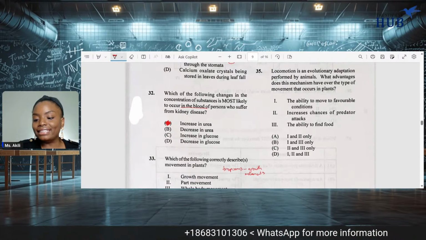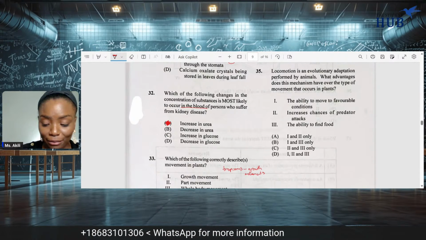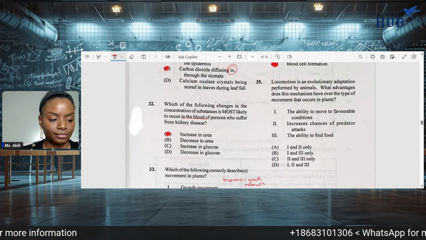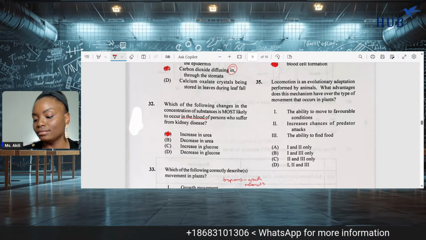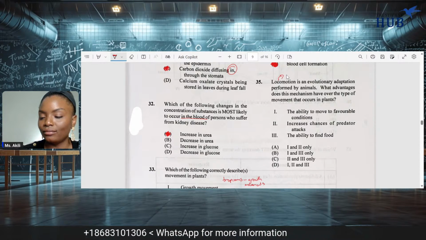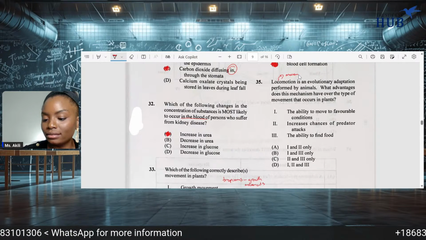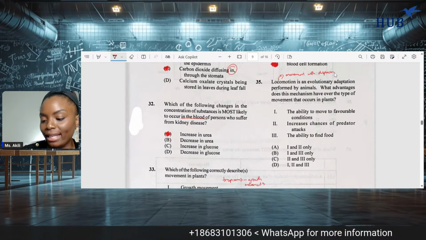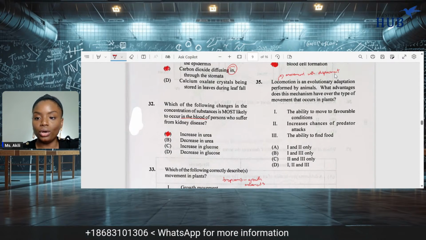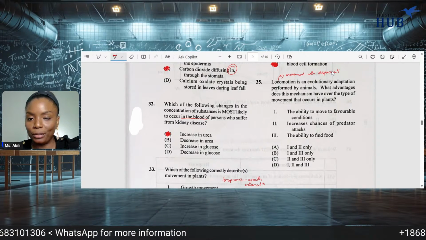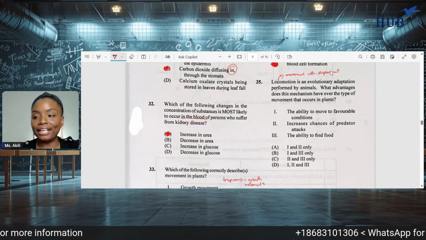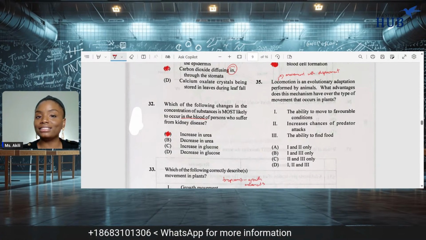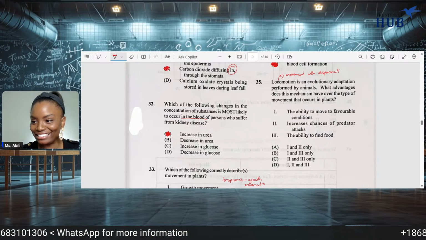35, locomotion is an evolutionary adaptation performed by animals. Locomotion is what again, guys? Locomotion is movement with displacement, meaning that your entire body can move from one place to the next, right? So that's movement with displacement. That's locomotion. So this is an evolutionary adaptation performed by animals that plants did not get the memo on, right?